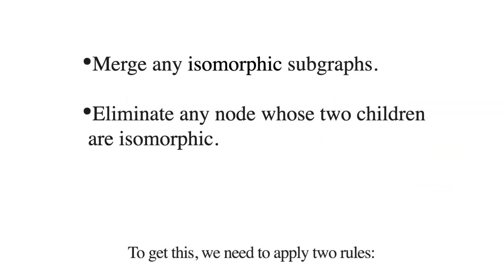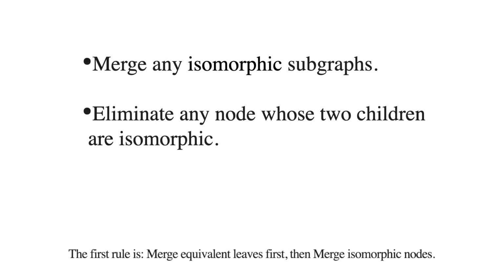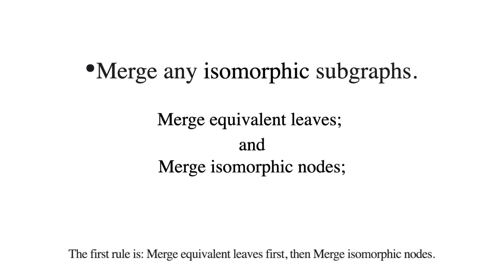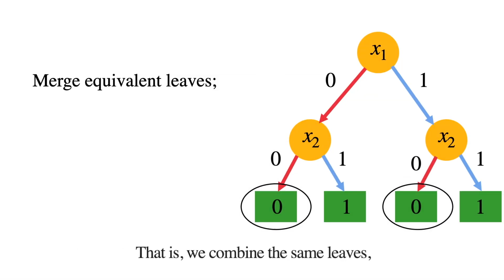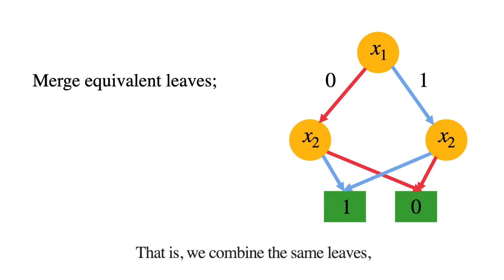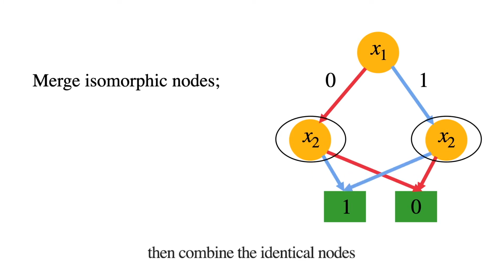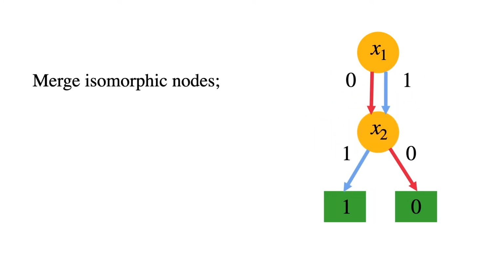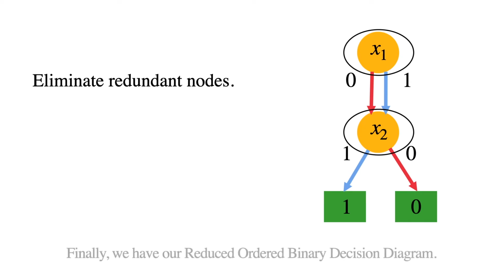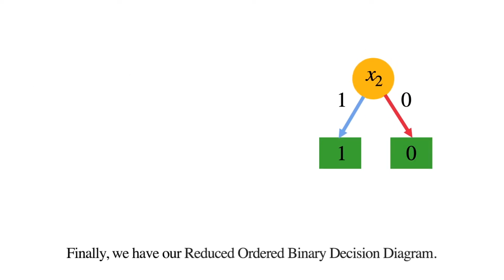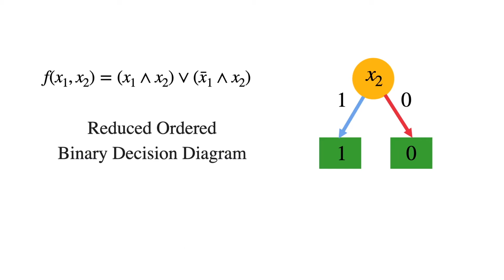To get this, we need to apply two rules. The first rule is to merge equivalent leaves first, then merge isomorphic nodes. That is, we combine the same leaves, then combine the identical nodes. The second rule means eliminate redundant nodes. Finally, we have a reduced ordered binary decision diagram.